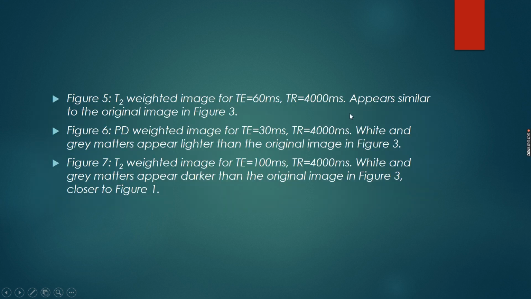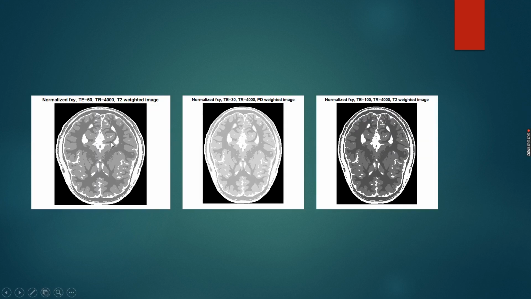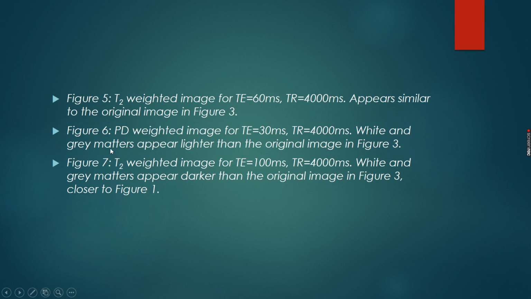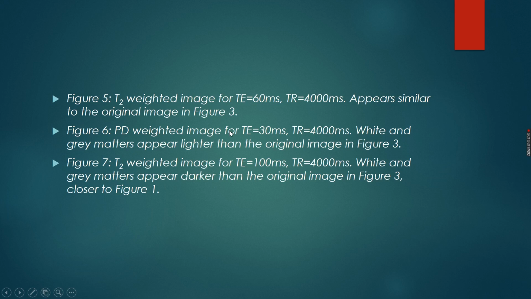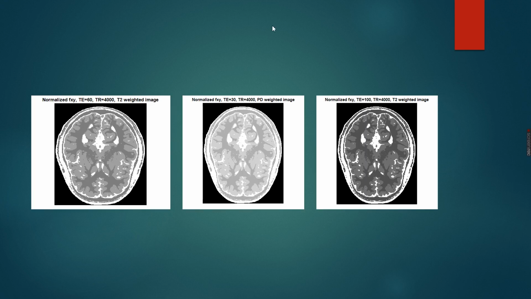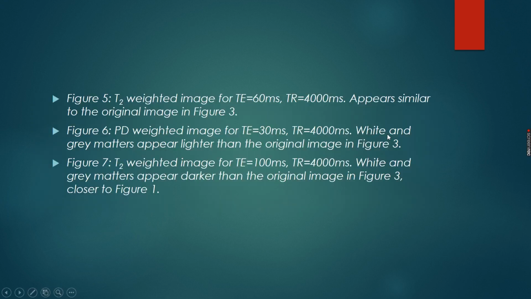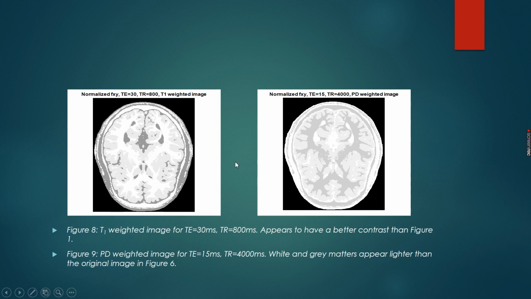In figure 5, the output appears similar to the one in figure 3. In figure 6, we see that white and gray matter appear lighter or brighter than the original in figure 5 and figure 3. And in figure 7, we see that white and gray matter appear darker than the original image in figure 3 and closer to the one in figure 1. And here we have T1 weighted image and PD weighted image for different TE values.